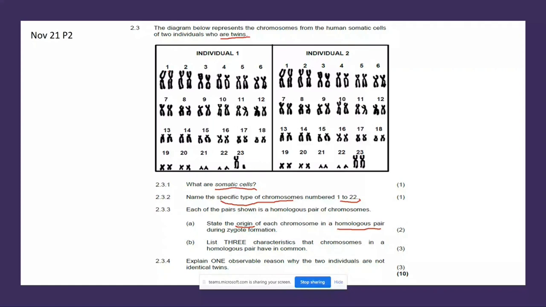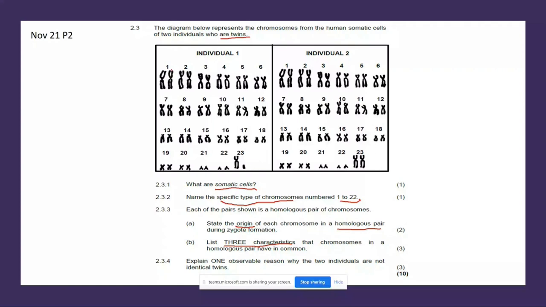Three characteristics that chromosomes in a homologous pair have in common. What are the characteristics? They're the same size, they're the same shape, and they carry genes for the same characteristic at the same locus. But it doesn't mean they're genetically identical, because this one might have a dominant allele for eye color, and this one might have a recessive allele. So all you have to say is they carry the same gene at the same locus for the same characteristic.